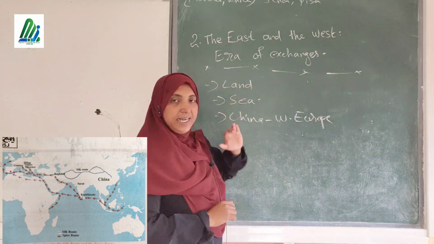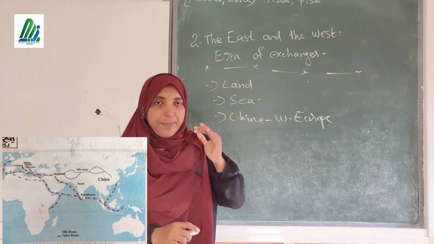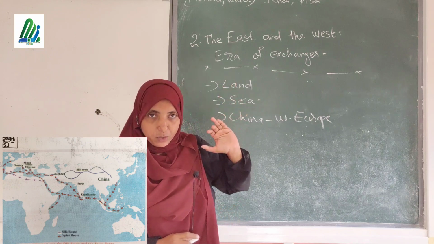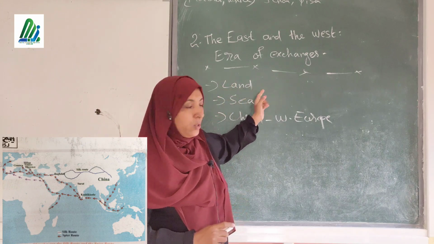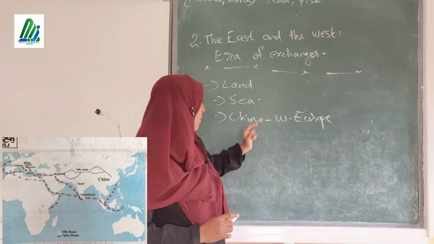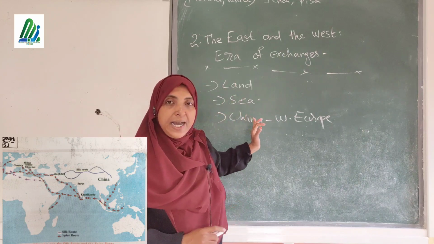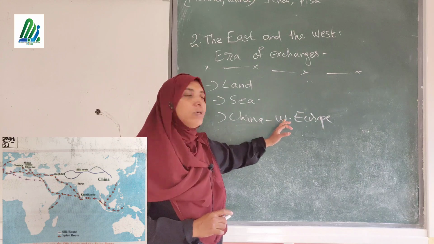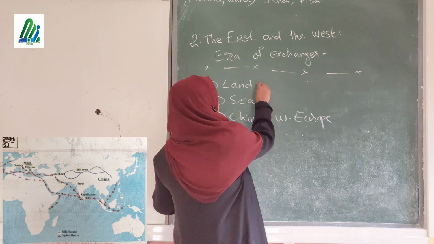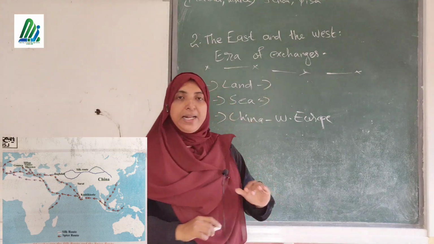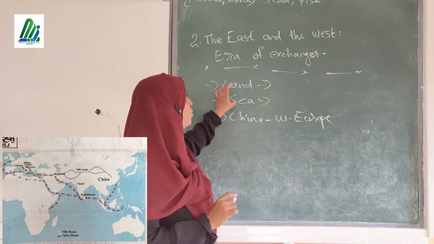Okay, so listen here. By observing that map, you can see two important trade routes, which are the first one land route and the other one a sea route. Okay, then these two trade routes connect China in the eastern side and Western Europe. Then you can see another important point. There are two different names for these two trade routes.